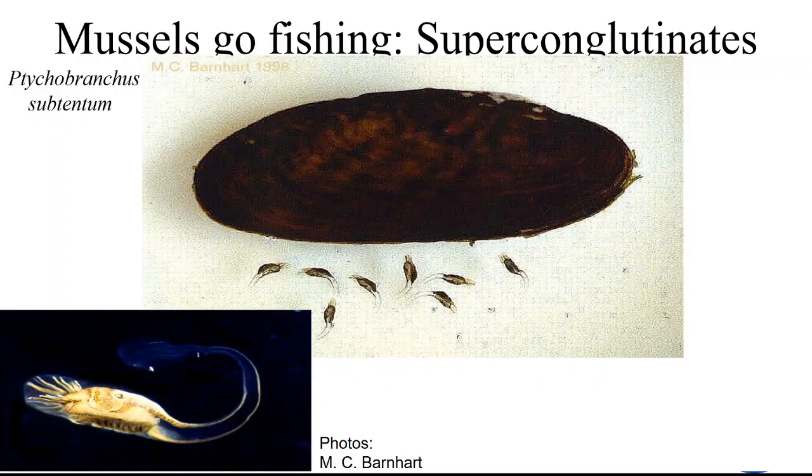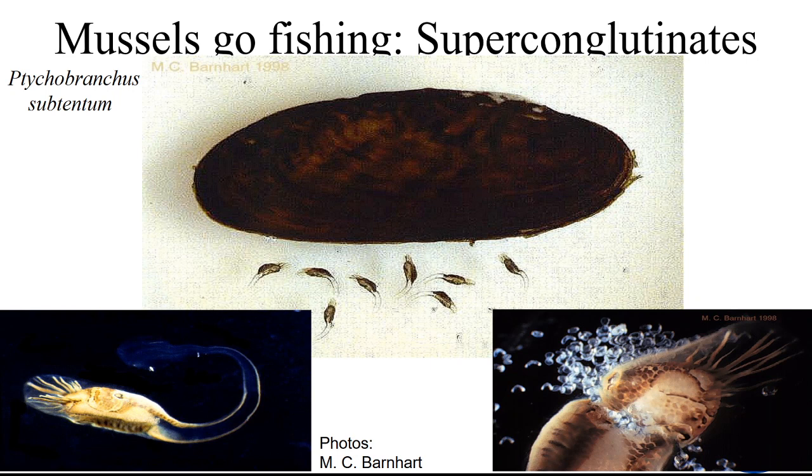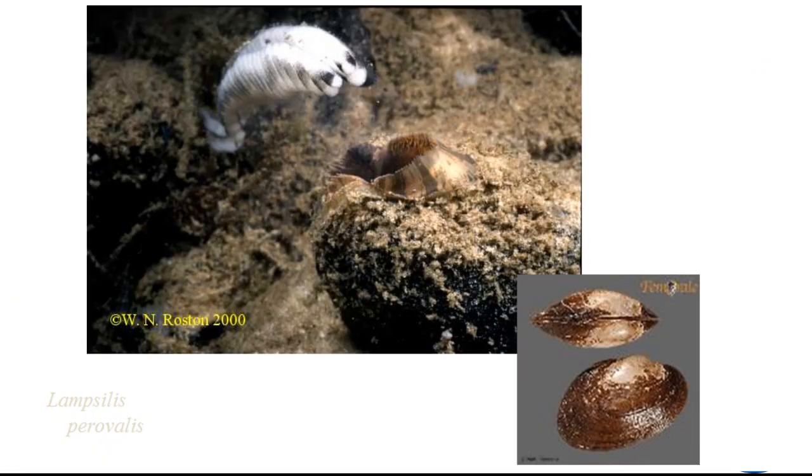Here's another set of examples of conglutinates. These apparently imitate blackfly larvae. And likewise, when they break open, it releases the potentially infected glochidia. Here's another example of a conglutinate outside the body.